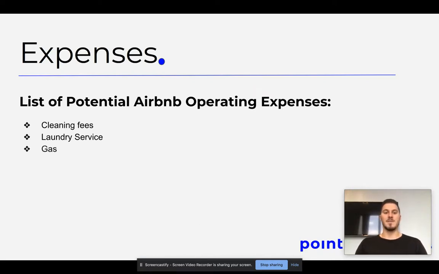Okay. The next thing is going to be gas, electric, and water. These are all utility bills that you generally have to pay when you're running an Airbnb. And if you're not paying, the landlord's paying.